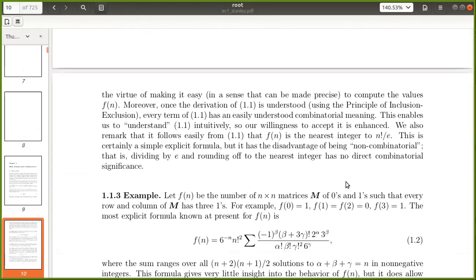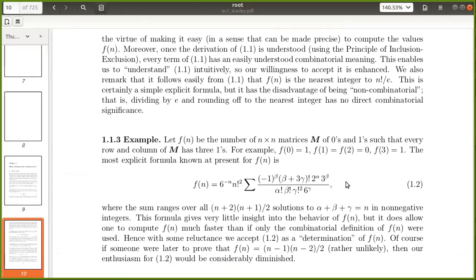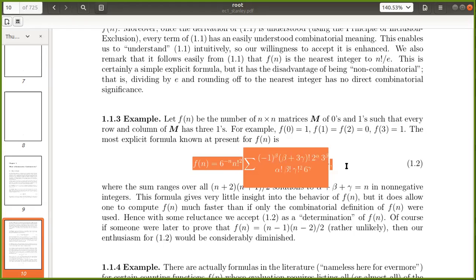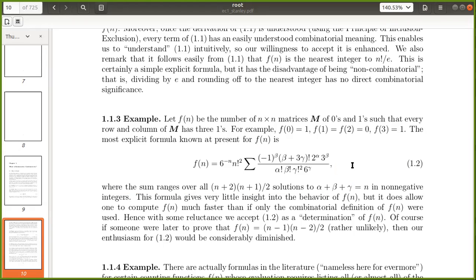Okay, so this is what is being told in this particular example, that if you take all the n cross n matrices of zeros and ones, such that the condition is in each such matrix you have exactly 3 ones in each row and 3 ones in each column, then how many such matrices are there of size n cross n is the number you have to find. So this seems to be the exact formula. How nice it is, no idea.